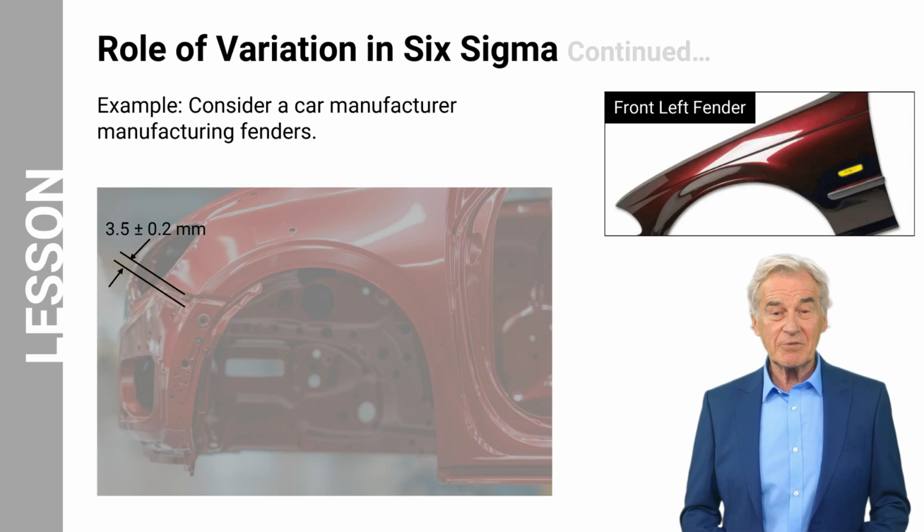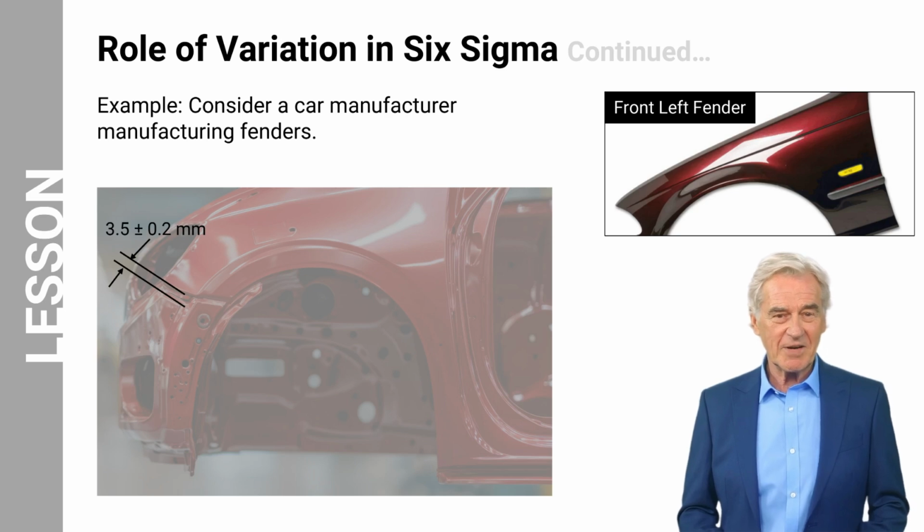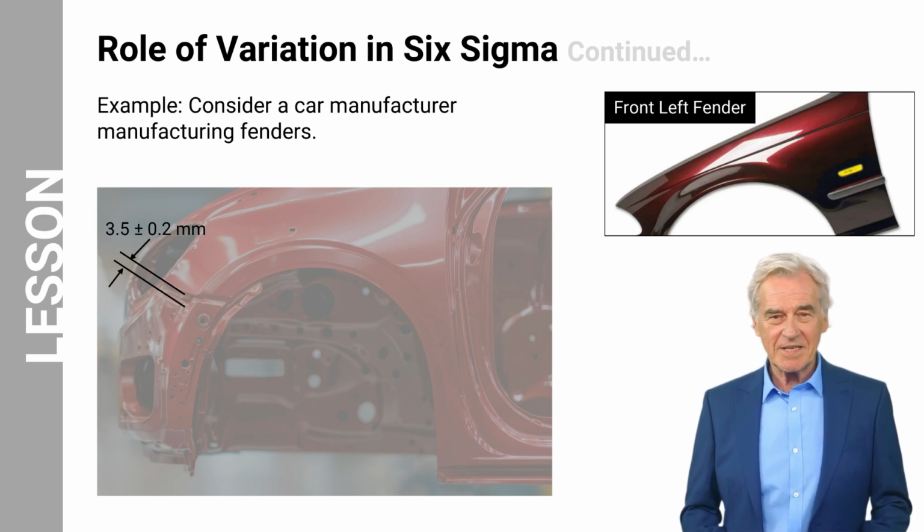How does variation come into play? Think about variation this way. A car manufacturer aims to produce fender panels with a consistent gap of 3.5 millimeter plus or minus 0.2 millimeter with the front bumper when fitted to the car body, as shown in this image.